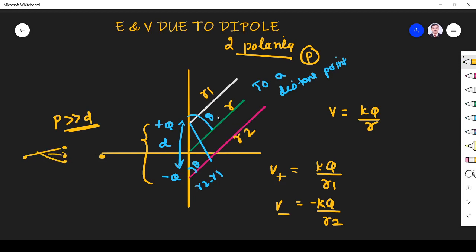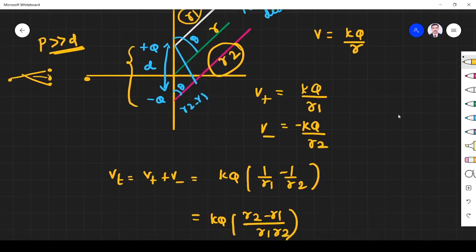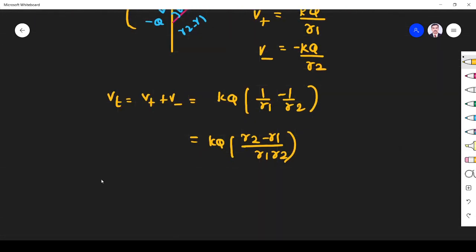Like that, if the point P is far away from the center of the dipole, then this distance R1 and this distance R2 can be taken as equal to R, because the distance is far away and this distance D is very small. So it will appear like parallel lines starting from the same point. Okay, so R1 becomes R2 equal to R. Fine. So if R1 is equal to R2 is equal to R, what happens? This implies R1 into R2 is equal to R squared.